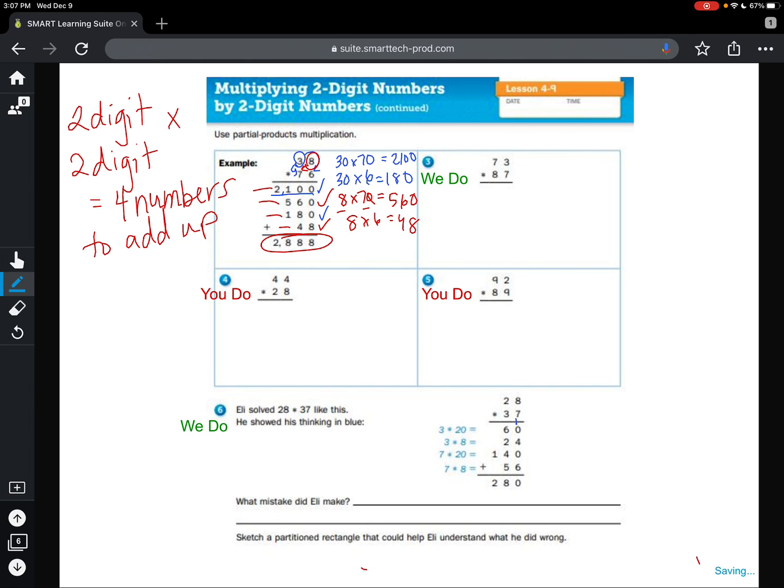So I will show you the steps on the side again so that you can see what my thinking is. I have 73 times 87. Where do I start first? I need to start in the tens place. In the tens place, I have 7 times 8, but I know that it's going to be 70 times 80 because they're both in the tens place. Then I'm going to do 70 times 7, which will give me an answer.